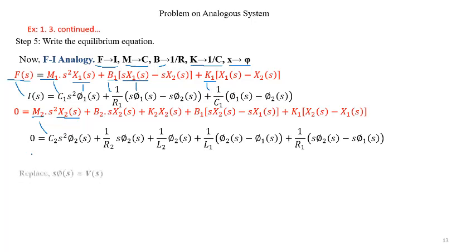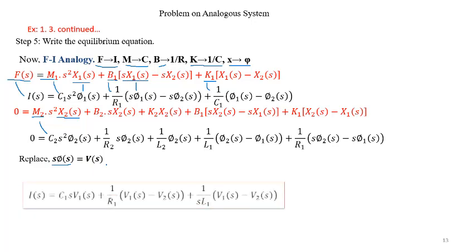Next, the replacement is, we require phi flux to be replaced in terms of voltage or EMF. So wherever we have s into phi of s, we are going to replace it by v of s, and where we have phi of s, we replace it by v of s divided by s. So what are we going to get?